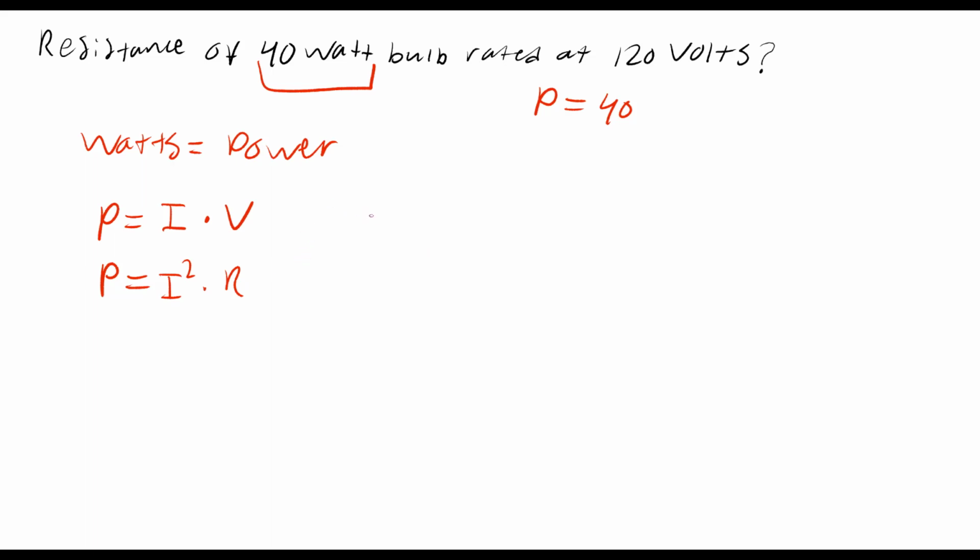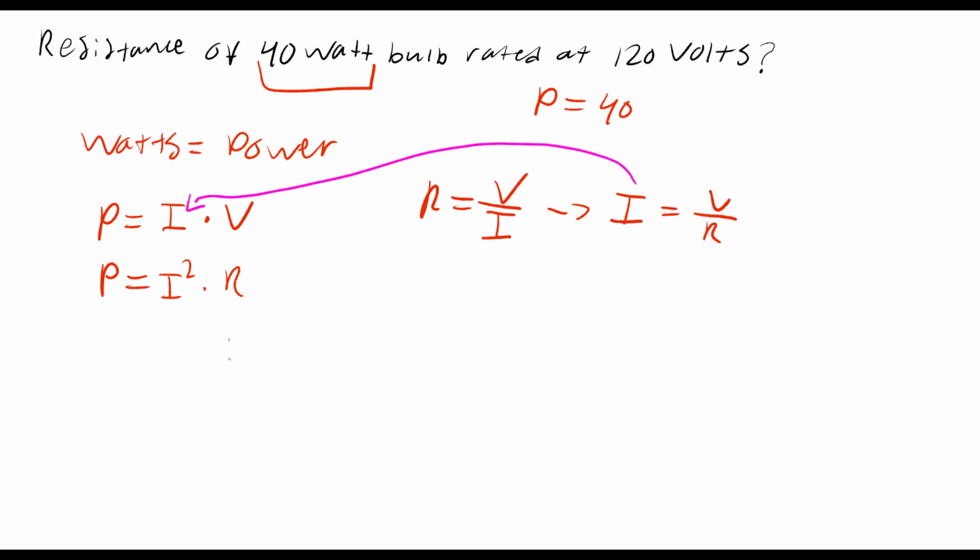Okay, so we're asked to find resistance, which is R. How do we find that? Well, if you have voltage and you have power, but you need amps, how do we get amps? Think of Ohm's law, that R is equal to V over I. If we solve for I, we get I is equal to V divided by R. So let's plug that into this equation.